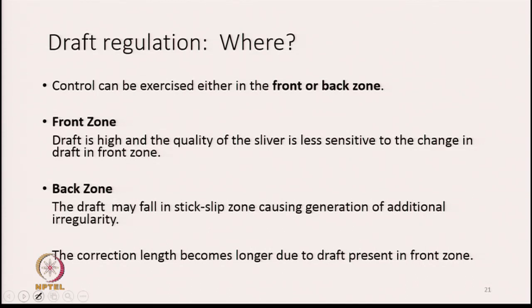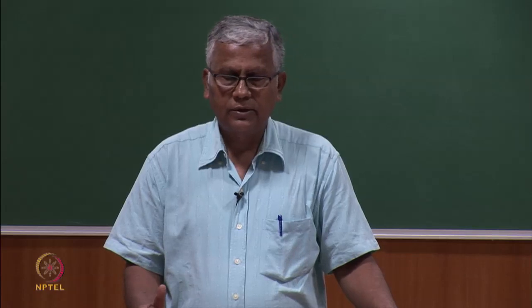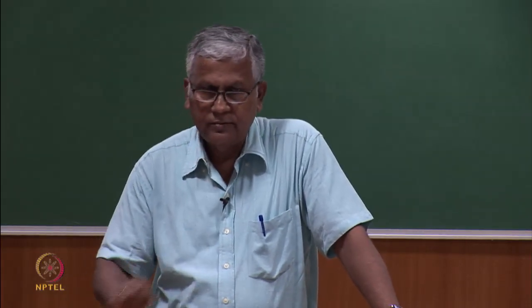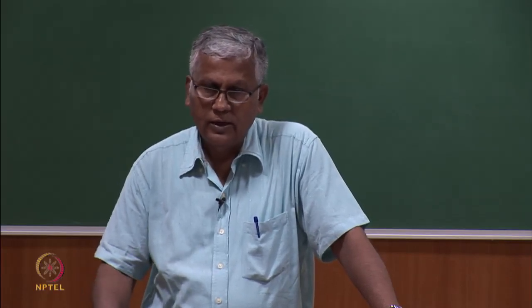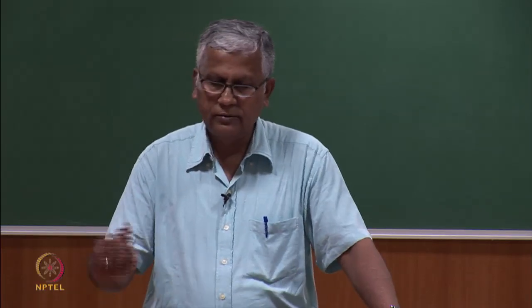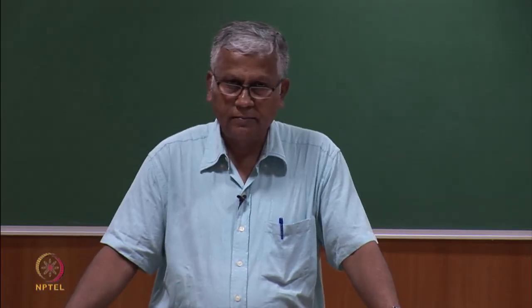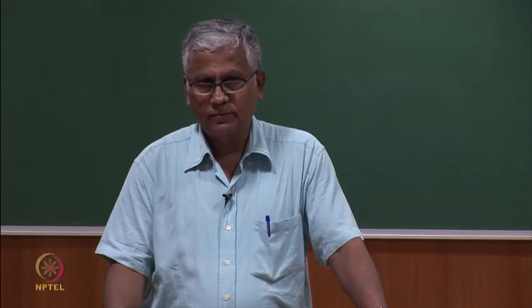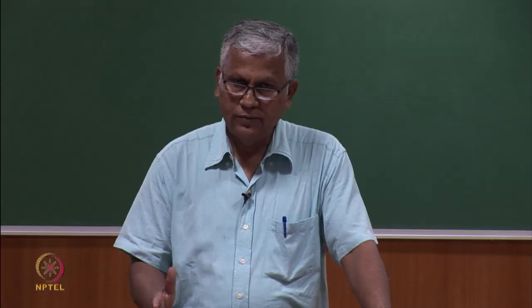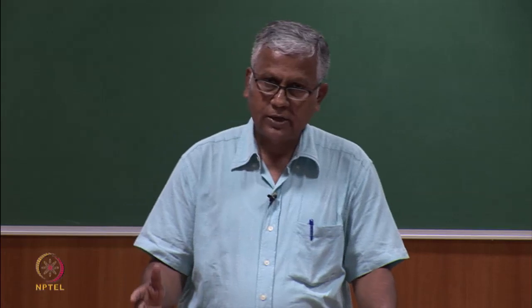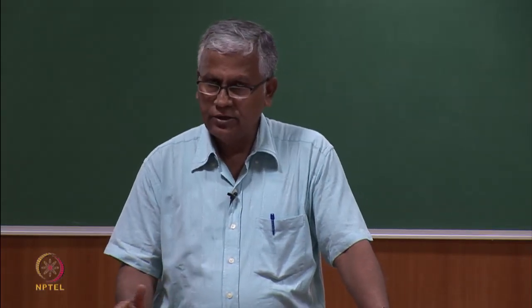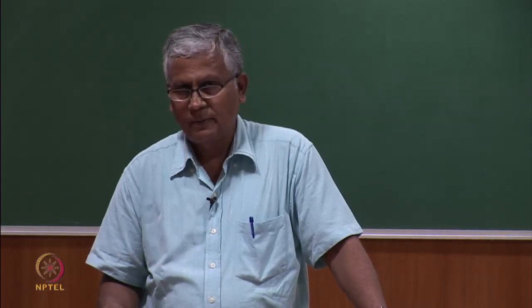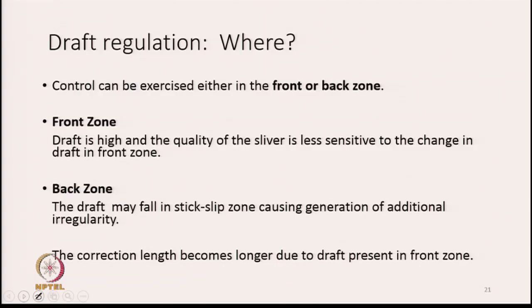This point is important. See, in the back zone, the break draft we call it, this draft is generally very sensitive to the quality of the sliver, because here the draft is such where stick slip phenomena can occur in the movement of the fibers. You have seen, if you recall the drafting force versus draft diagram, then you will find that when you are going near to the peak, the drafting force fluctuates. That is basically a very unstable zone. So, if in the back zone the kind of draft that we keep is very close to this, then any change of draft in the back zone may fall in this sensitive draft zone, and thereby it can create a lot of irregularity into the product.